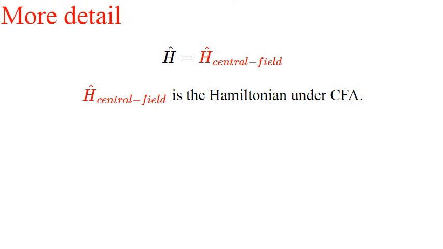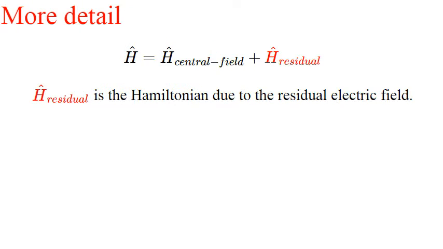The central field approximation is okay, but we can do a lot better. So far we have been considering the system to have this Hamiltonian, where H central field is the Hamiltonian under the central field approximation. To make this a better model, we can add the Hamiltonian containing the electric field ignored under this approximation. This extra part of the Hamiltonian leads on to the concept of a term.